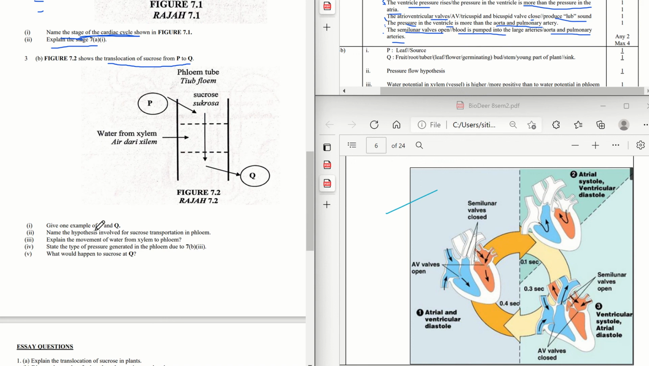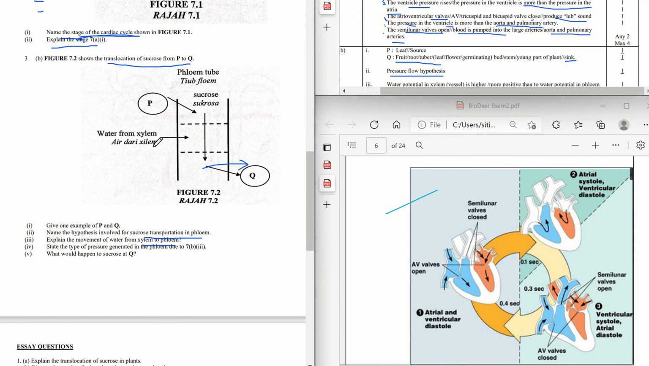Okay. Kalau Q is fruit, root, or leaf, ataupun yang boleh jawab sink lah. Okay, sink. Why? Because sucrose enter the cell. Masuk. Okay, so name the hypothesis involved for sucrose transportation in phloem. Pressure flow hypothesis.